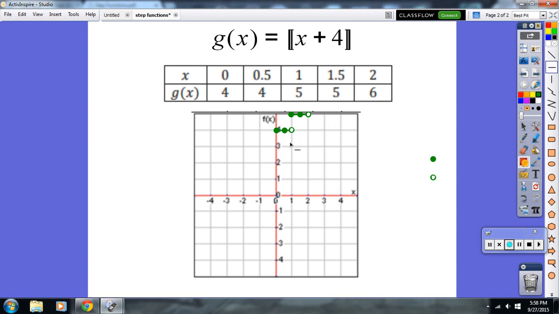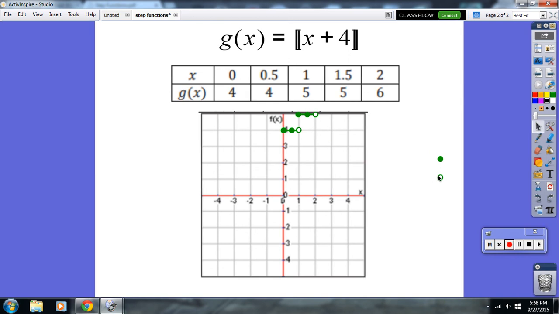And now that I understand the pattern, the segments are a unit across, the closed circles on the left, open circles on the right, I can just continue that pattern for my entire graph. Start with some endpoints. For this particular graph, it's open on the right, closed on the left. And then after I get a few drawn, I connect them.